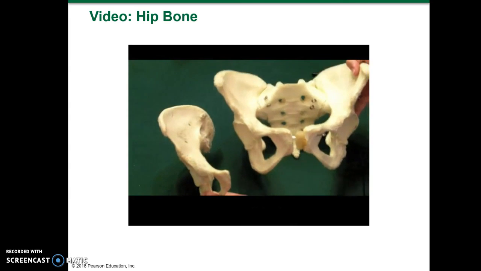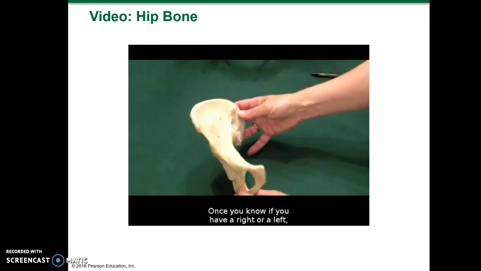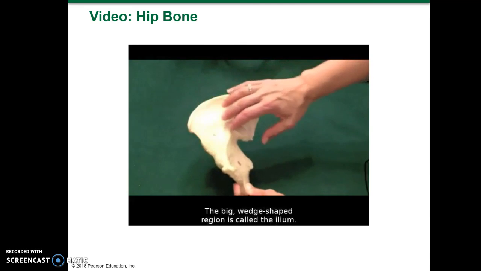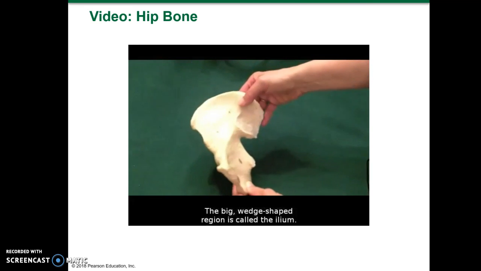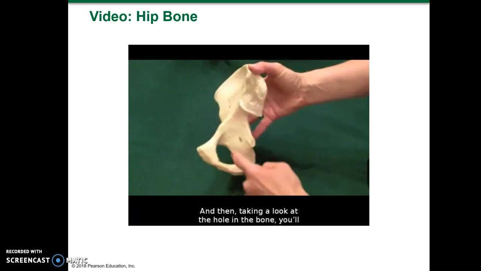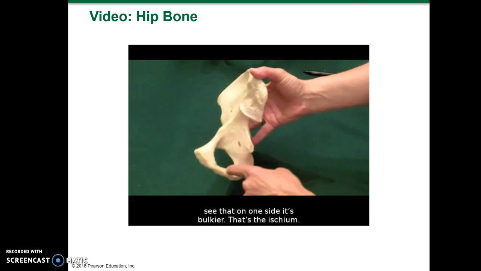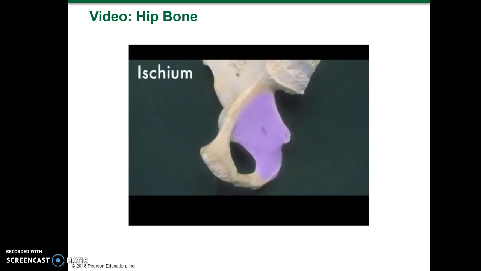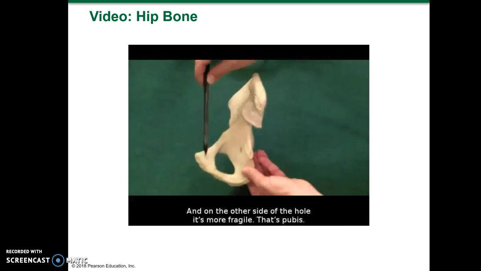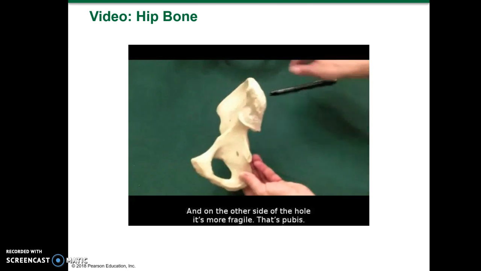Once you know if you have a right or a left, make sure that you know the three regions. The big wedge-shaped region is called the ilium. And then taking a look at the hole in the bone, you'll see that on one side it's bulkier, that's the ischium. And on the other side of the hole, it's more fragile, that's the pubis.